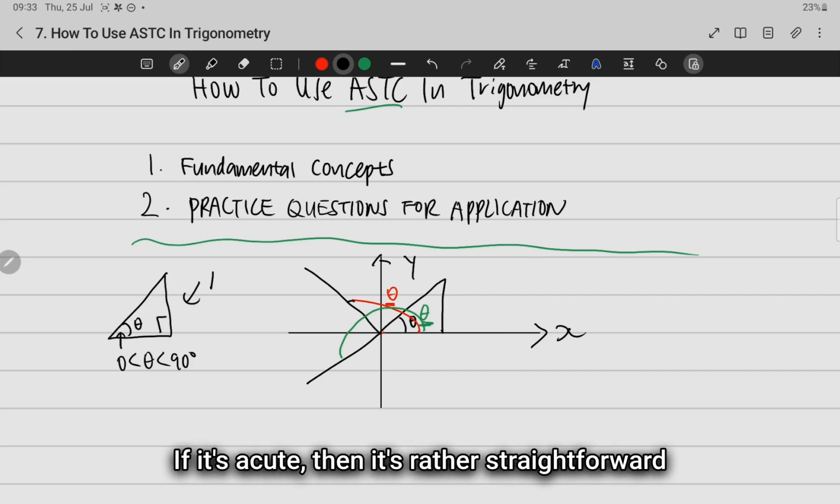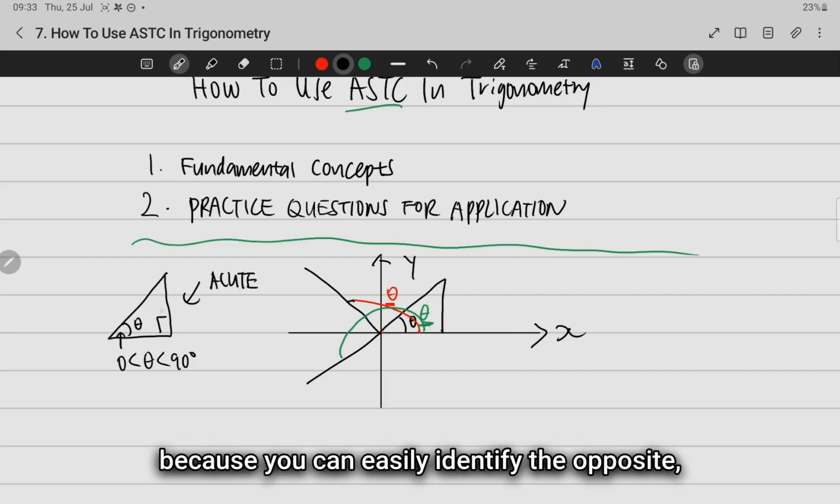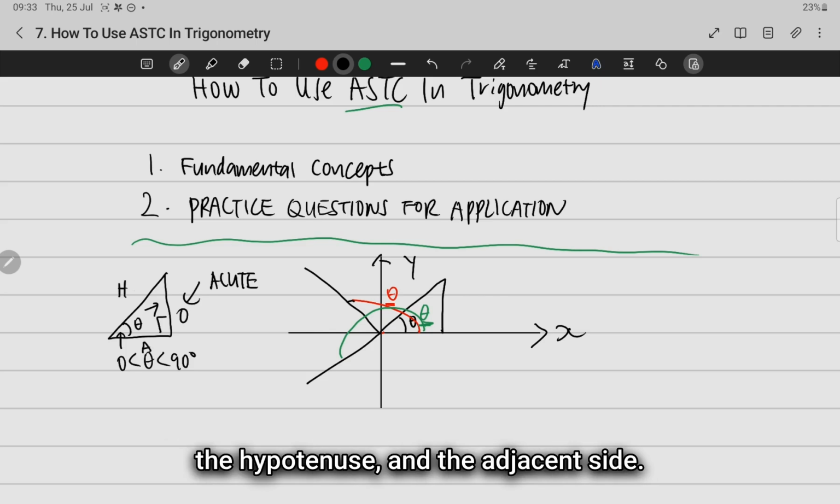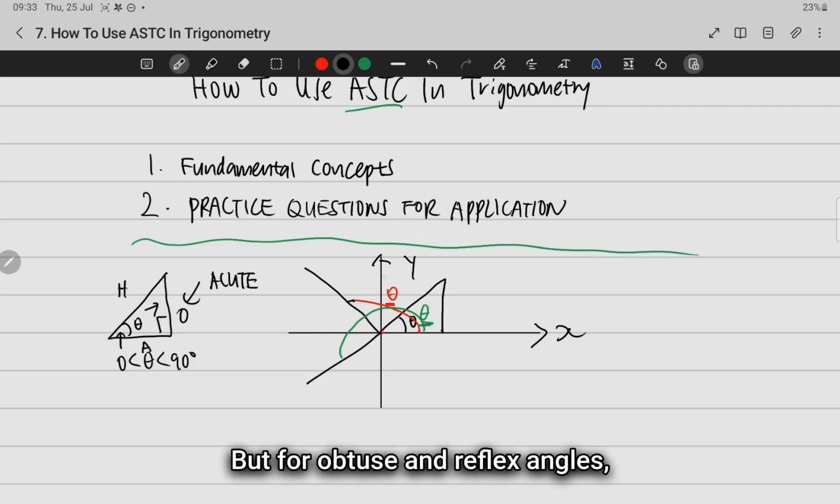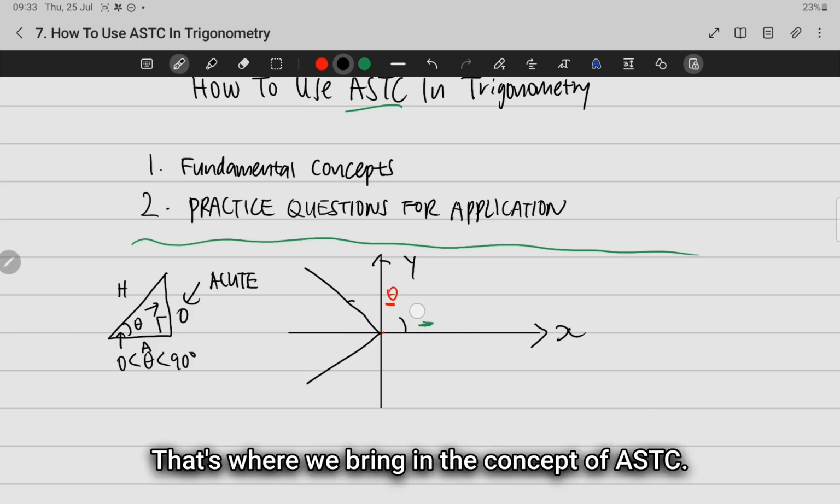If it's acute, then it's rather straightforward because you can easily identify the opposite, the hypotenuse, and the adjacent side. But for obtuse and reflex angles, it's not that straightforward, isn't it? That's where we bring in the concept of ASTC.